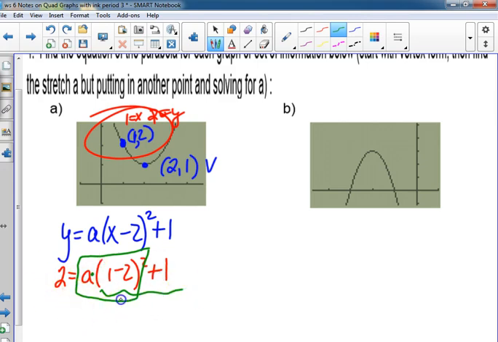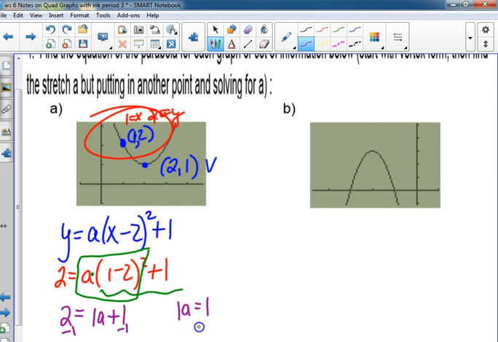Okay, because on this one it isn't going to make a lot of difference because it's going to be a 1, I think. 1 minus 2 is negative 1, squared is 1, right? So we have 1a plus 1 equals 2. So what's a? If I subtract, I get 1a equals 1. So a is just 1.